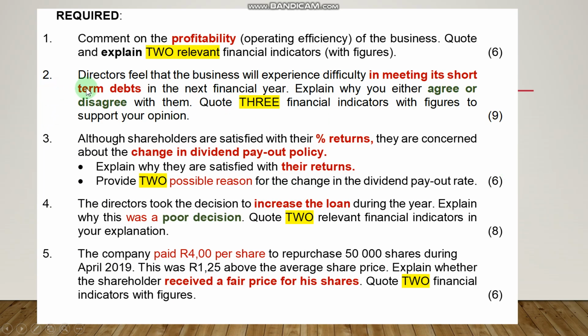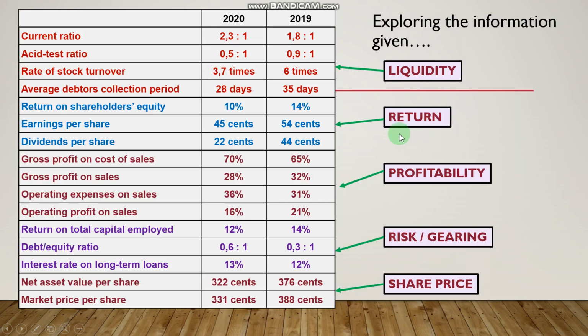Look at number 2. Directors feel that the business will experience difficulty in meeting its short-term debts. Short-term debts, straight away, I'm not going to go any further. I know it's liquidity and I need to take 3. I go to this list. I'm going to look at which 3 are going to best help me to answer about the liquidity.